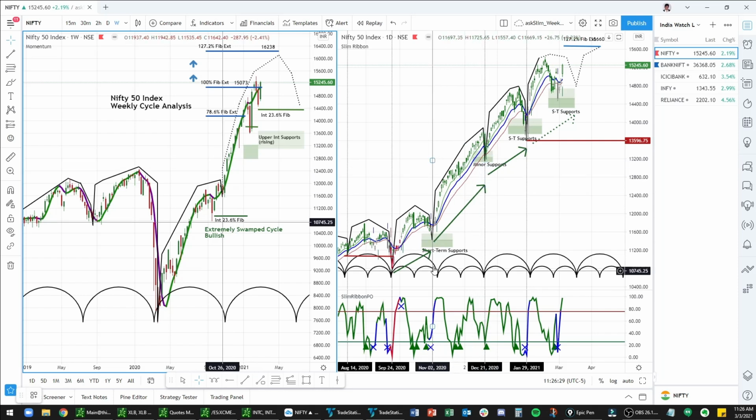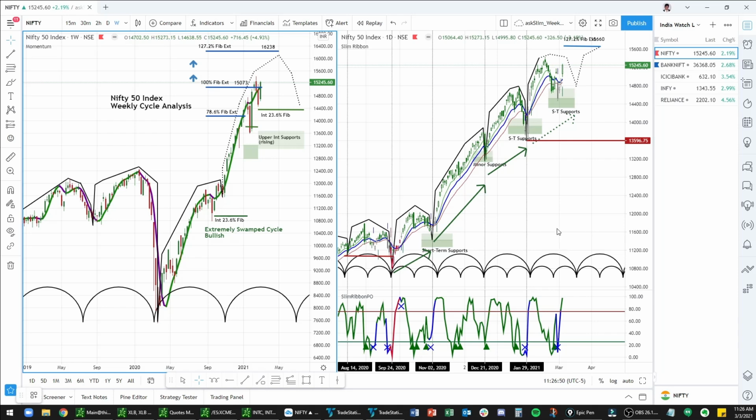So for instance, we had a pullback right here and formed that cycle low, right? And you can see that we would look for a new swing high to form in this next cycle, which it did, right? And in each of these cycles that were positive, we formed new swing highs. So what's happening right now is that we are forming one more positive cycle here.